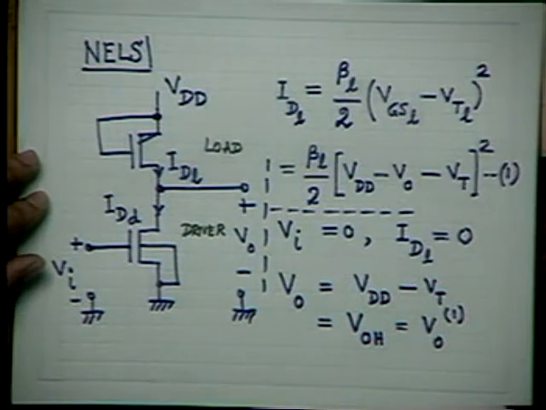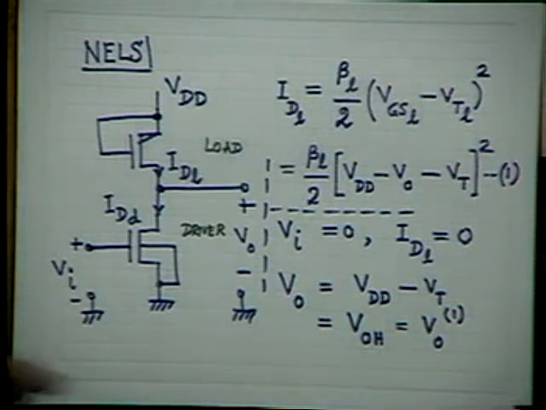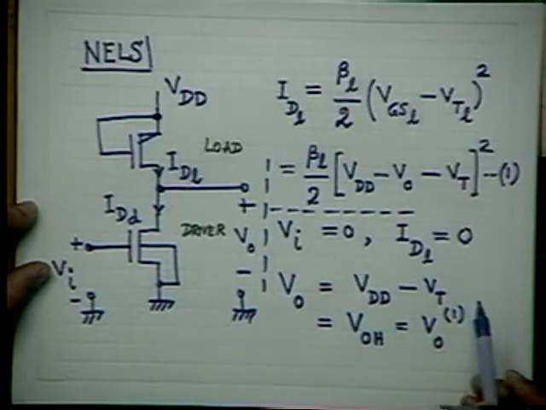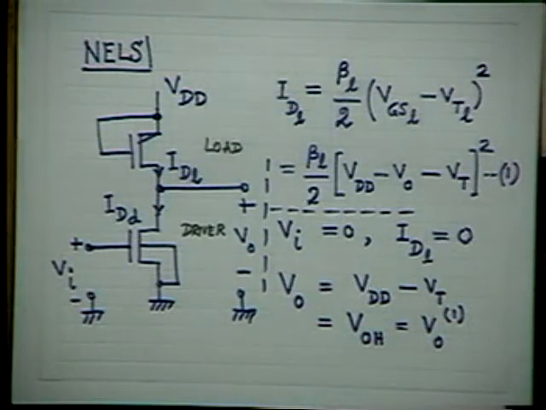So when the output is in the high state, the voltage is not VDD, rather it is VDD minus VT. This is a very important thing which I already mentioned in the last class, and this is a drawback of the NMOS inverter. The logic swing is less. When the output goes to high, it does not go to VDD, rather it is VDD minus VT. This is an important thing to be remembered.